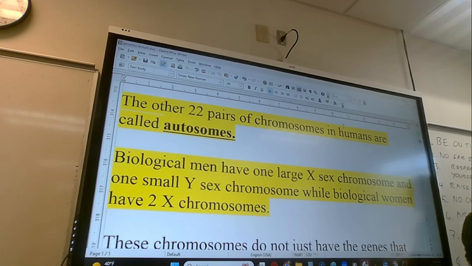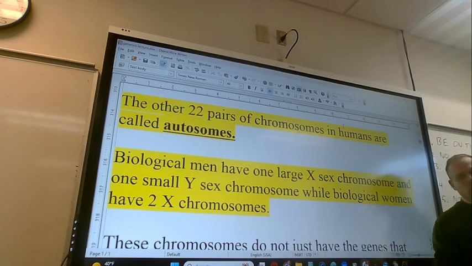You only have one X chromosome. I only have one X chromosome. She has two. And no Y's. So there's 46 chromosomes, and 44 of those 46 in you are autosomes. The other two are the X's and the Y's.